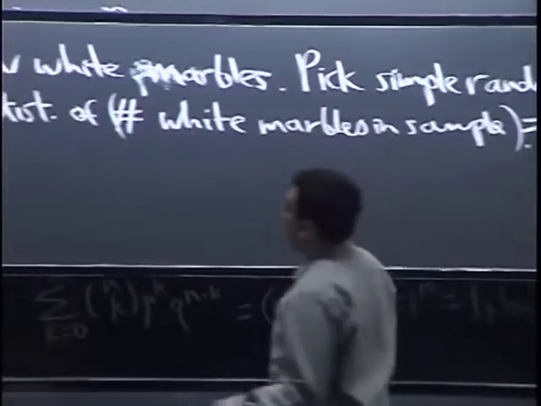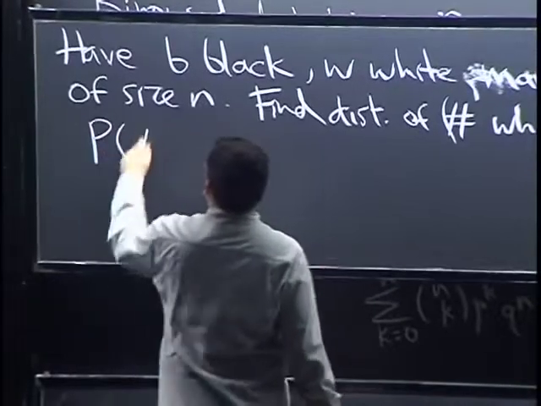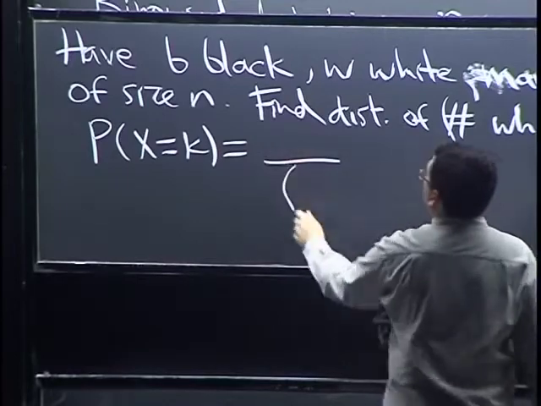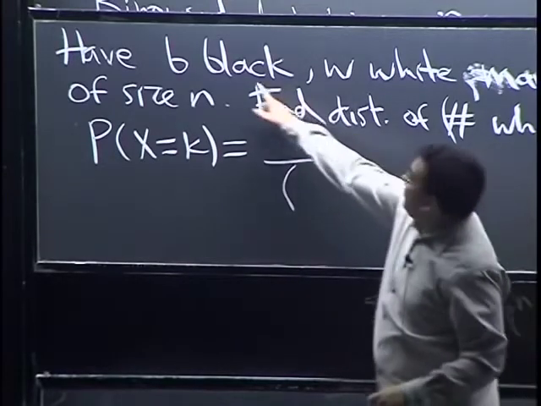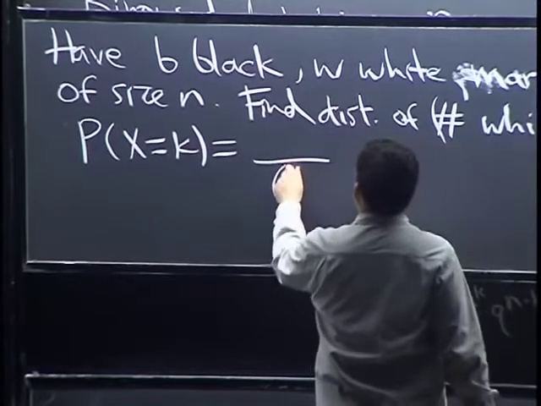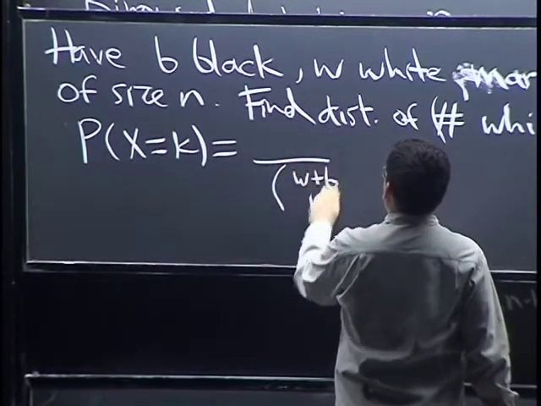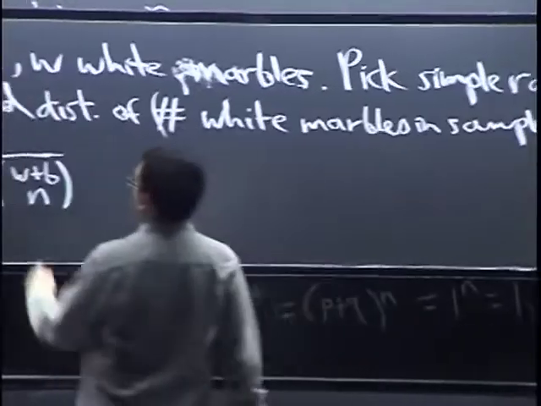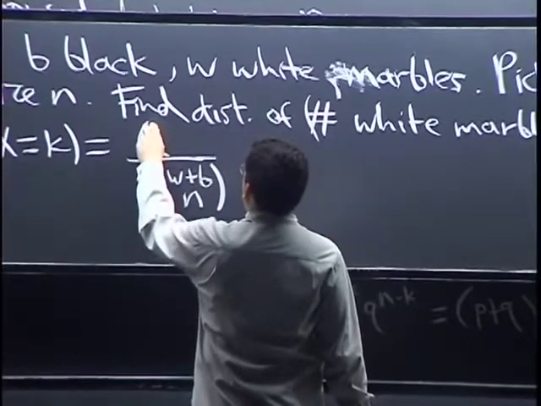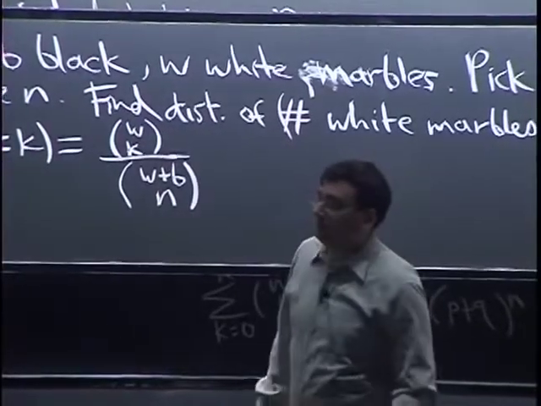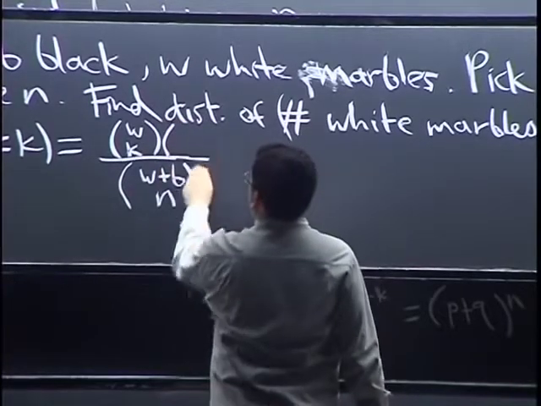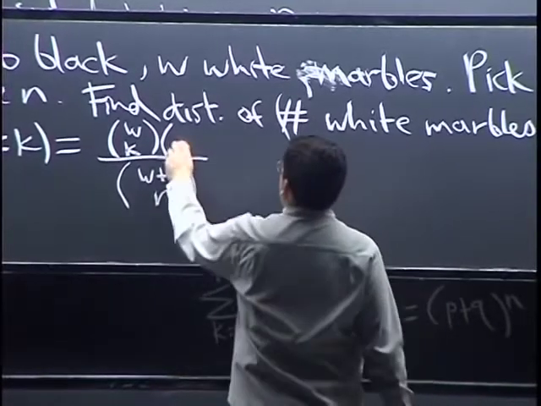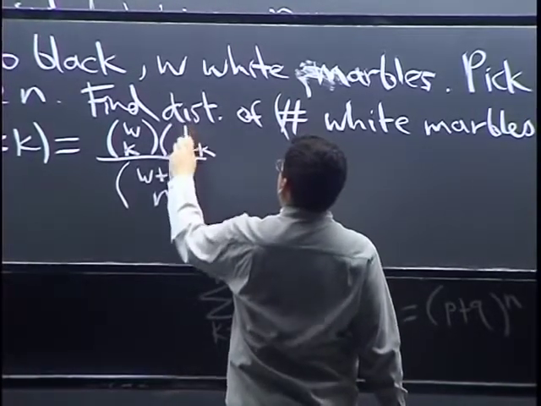So we want to find the probability that x equals some number k, and we can immediately write down the answer because it's the same thing. We have W plus B marbles, of which we choose n. Now, how is it possible that exactly k are white? We need to choose k out of the white marbles, and if there are k white and the sample size is n, there must be n minus k black marbles. So that's B here.